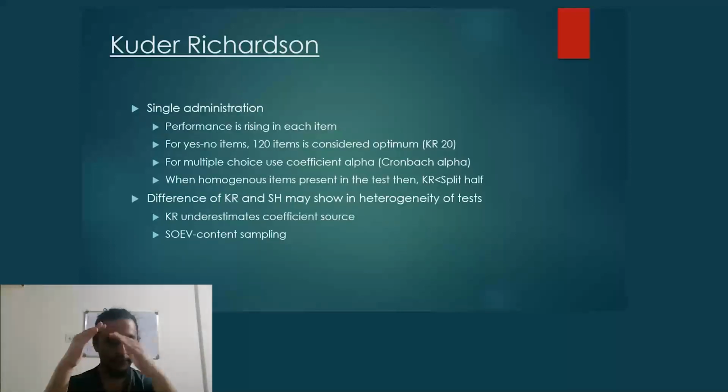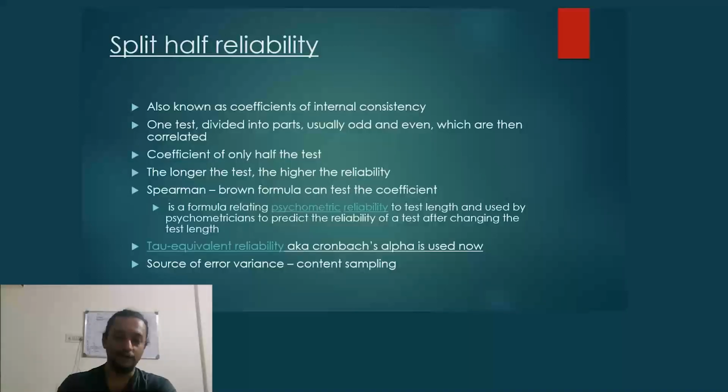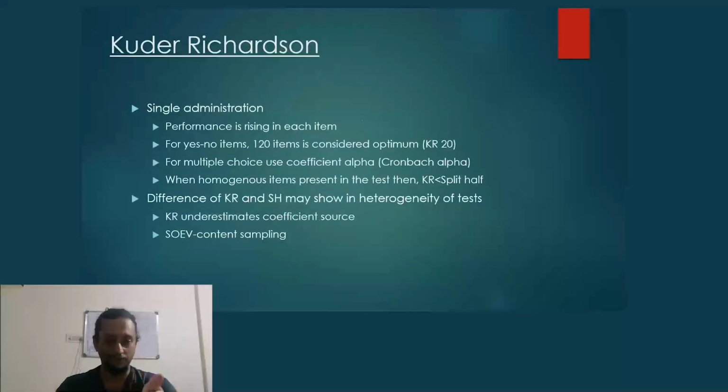The most optimum number of items that you should have in your test is 120 items. For multiple choice, if you're using Kuder-Richardson, then you will use the same thing. That is the tau equivalent reliability or the Cronbach alpha. For NET purposes, this is important, okay? For yes or no items, KR20. For multiple choice, coefficient alpha.